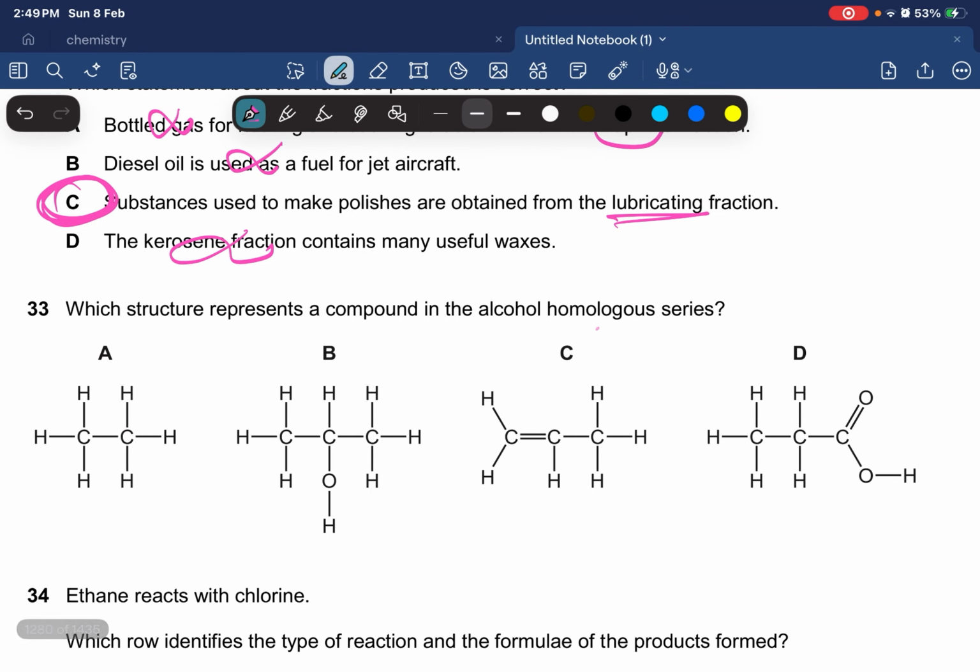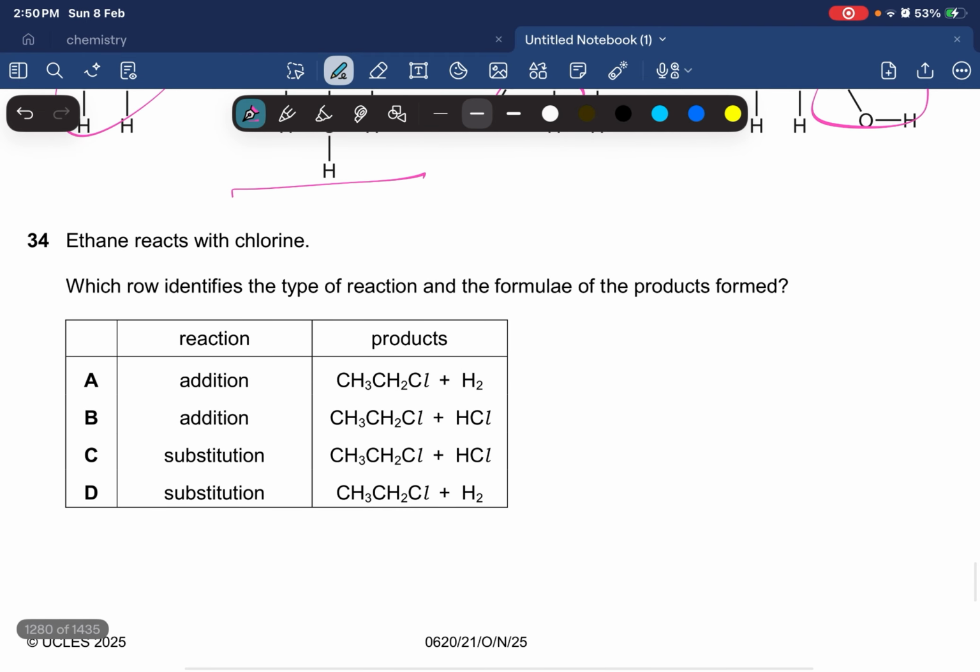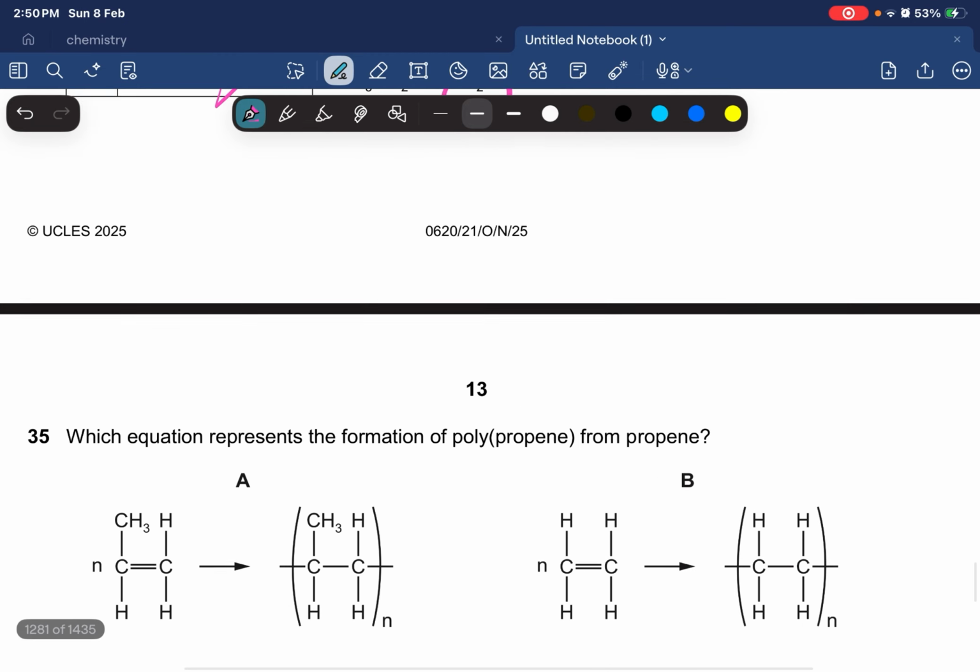Which structure represents a compound in the alcohol homologous series? I don't need to explain this, I think. Alkene, carboxylic acid, alkane, alcohol. This is elementary. Which row identifies the type of reaction when ethane reacts with chlorine? Addition or substitution? Substitution. We're doing it with an alkane. Alkane plus chlorine is going to do substitution. Alkanes don't give addition reactions, because you cannot add something to them. You can only substitute because they're saturated. They have all bonds filled.